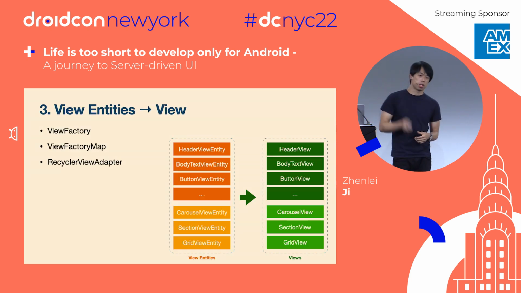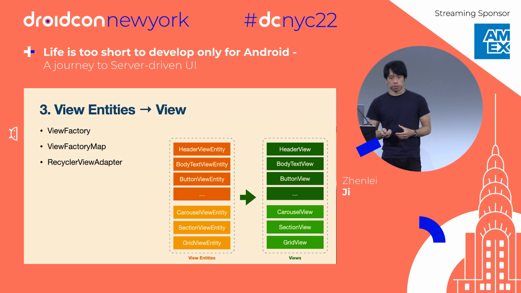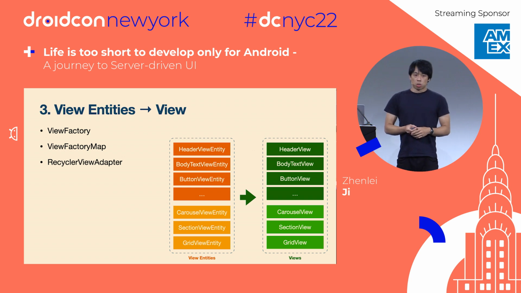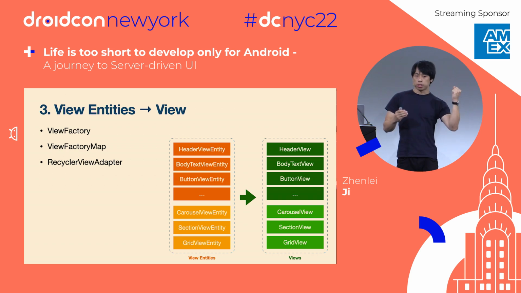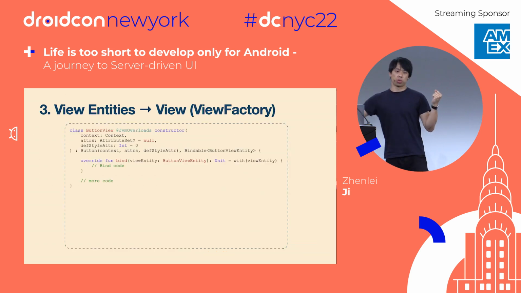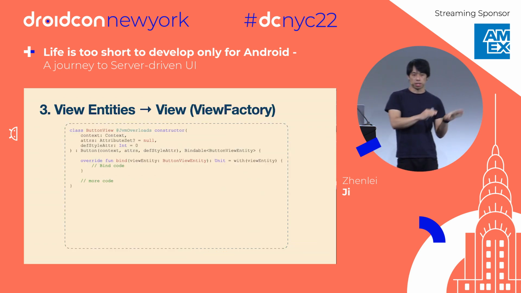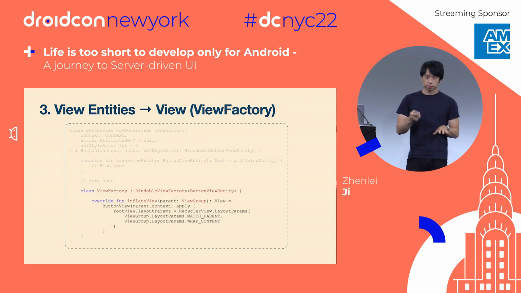Cool. Now we need to map view entity to view. So in order to do this, we create this view factory. What does this view factory mean? This view factory knows how to create the view. And then we will need a map of view entity to view factory to know how to create those views. And then we just need to register it in the recycler view adapter.